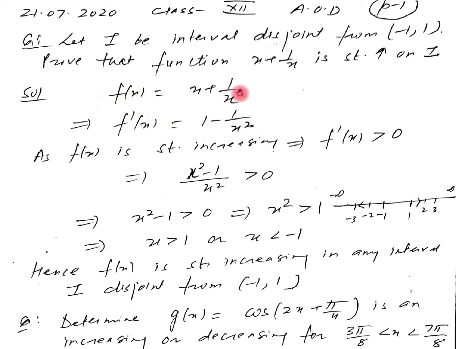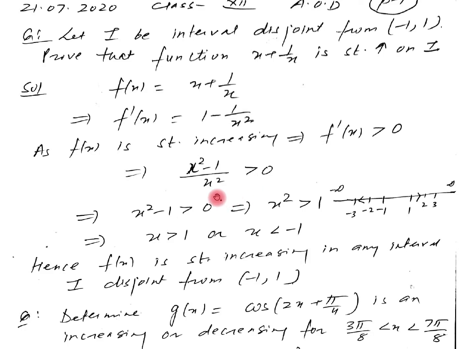Now f(x) equals x plus 1 upon x. Then I am finding the first derivative. The derivative of x is 1. The derivative of 1 upon x is -1 upon x square. Now we have to prove that the function is strictly increasing. We know f(x) is strictly increasing if f dash x is greater than 0. Putting the value of f dash x, we are getting (x square minus 1) upon x square greater than or equal to 0.